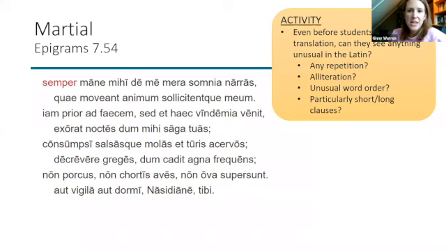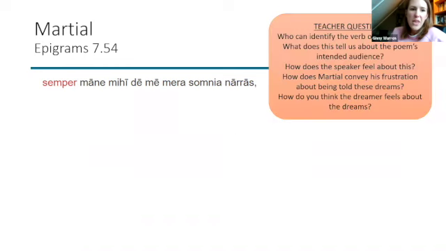Yeah, I kind of talked about this. Can you see anything already, even without knowing what the Latin means? Can you see any repetition or alliteration or unusual words? And then as you go, you want to be guiding the students to translate it themselves, rather than you saying, right, semper means always or every day, and mane means, you don't want to be just telling them the answer. You want to be guiding them.